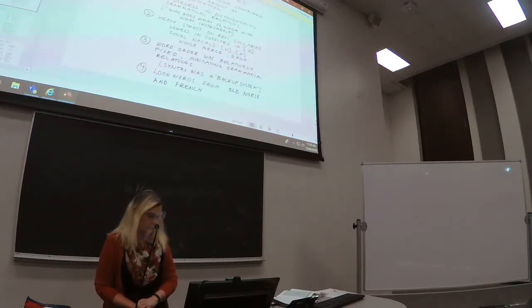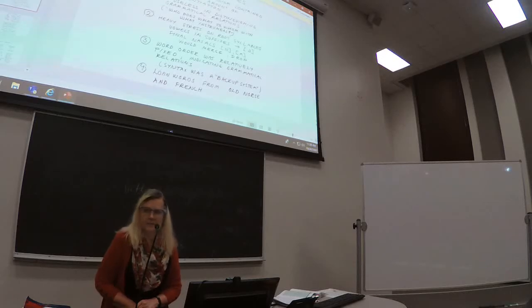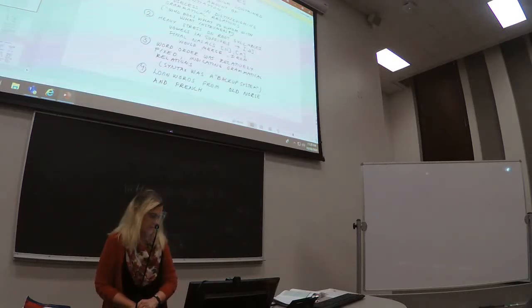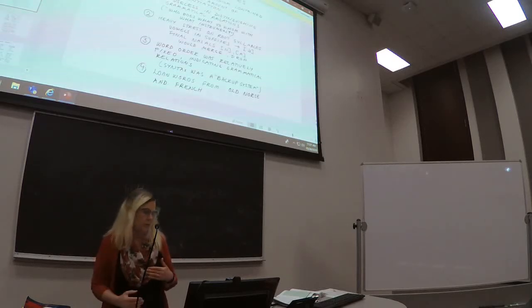Third factor, not reason, but contributing factor, was word order. That was already relatively fixed in Old English, and it indicated grammatical relations. So syntax was a backup system for this case system that didn't make the maximum number of distinctions anymore. And the fourth factor was an external factor. Loan words from Old Norse and French were coming into English, and especially from French after the Norman conquest.